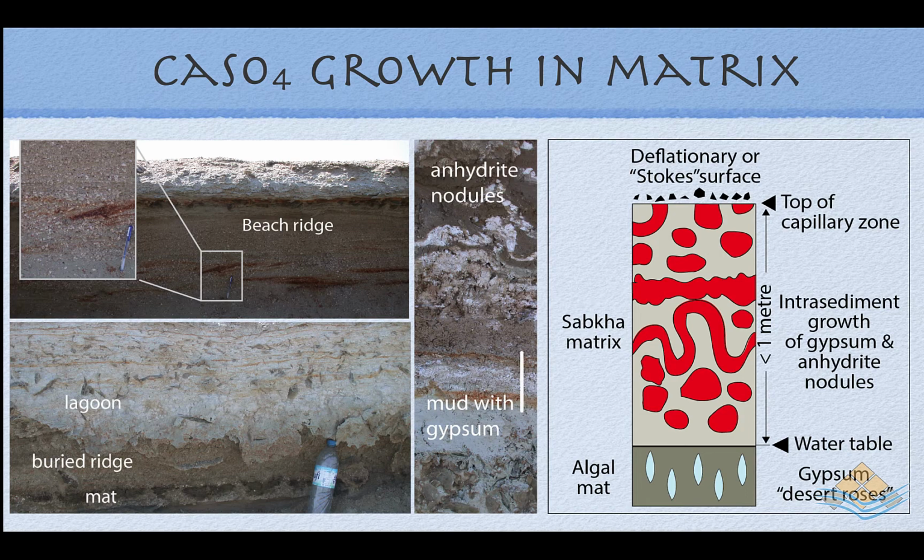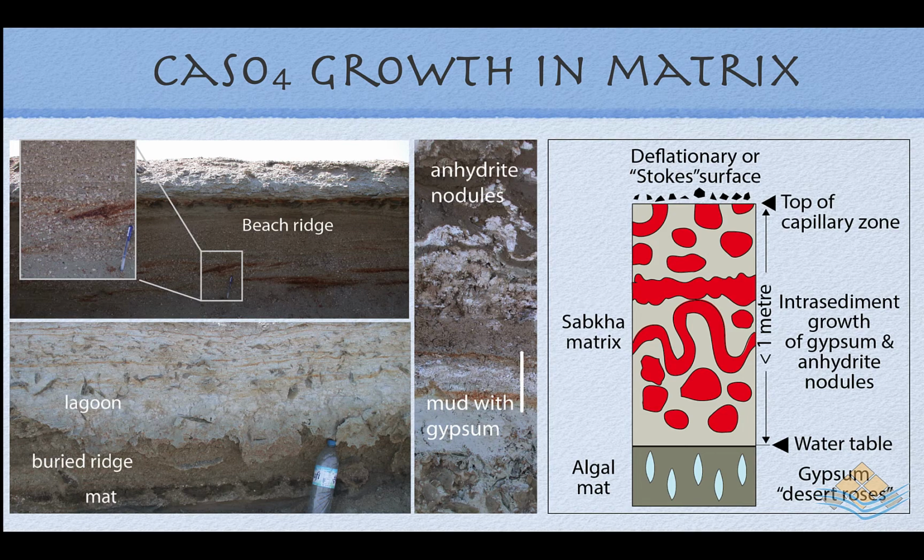We can see that we've got lenticular gypsum growing below the water table in buried beach ridge sediments and in lagoonal sediments, whereas anhydrite forms above the water table. And so I would draw the Sabkha succession with a slightly different set of emphases to previous interpretations of the Sabkha succession, because I think we have to emphasize the effect of capillary wicking in the Sabkha succession.